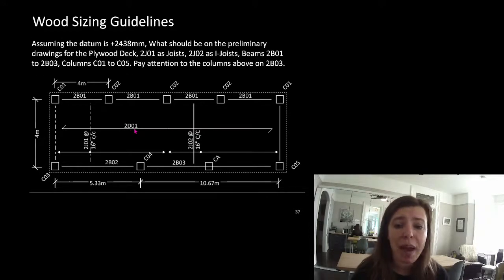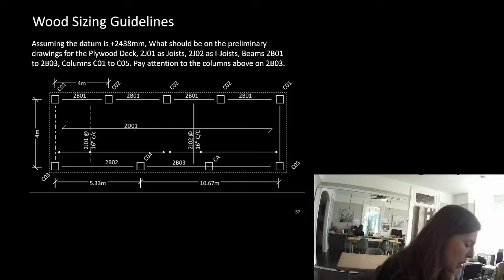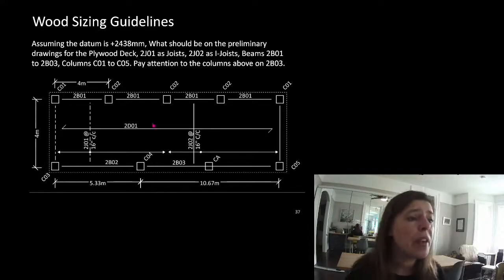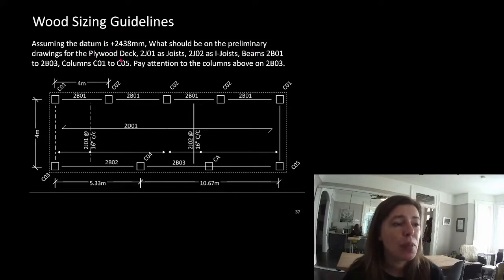Okay, let's do another example here. Let's do one with our wood set. We've been told the datum. What should the preliminary drawings be for the plywood deck? 2J01 as a joist, 2J02 as an I joist, beams 2B01 to 2B03, and columns C01 to C05. Pay attention to the column above on 2B03. So look at 2B03. It's got a column above there.